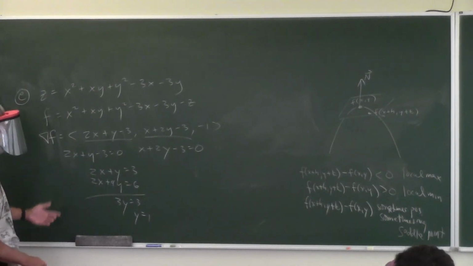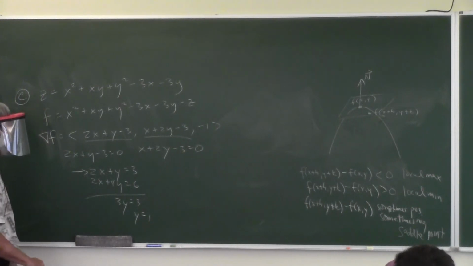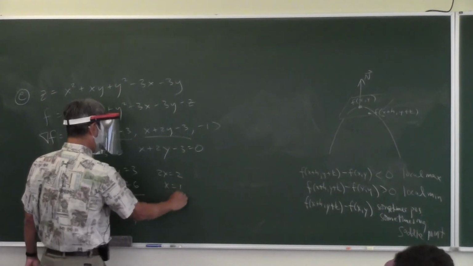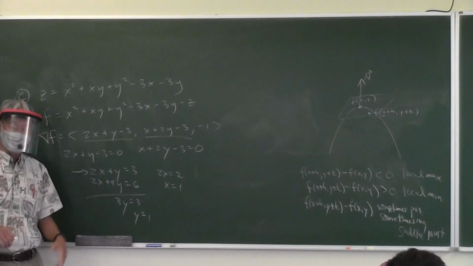Okay, plug it back into one of these. Which one looks easy to plug into? This one right here? So if I plug in 1 for y, you get 2x is equal to 2, which is x equals 1. See, even this is weak. Don't worry, I'm saving the good trig ones for the test.